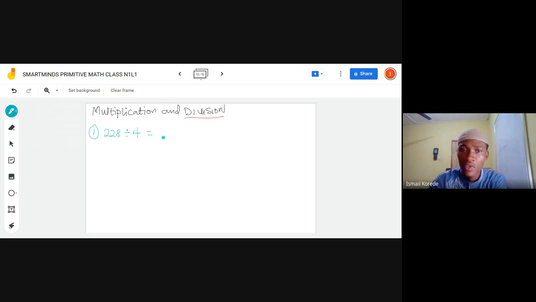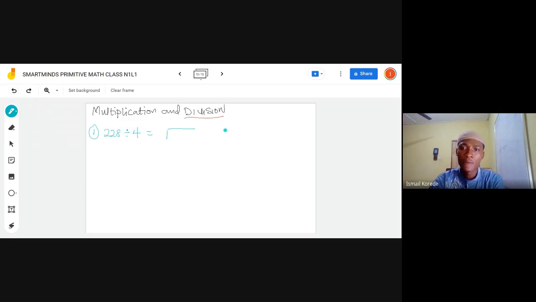The long division is very simple. In mathematics, this 228 is our number, the one we want to divide. This 4 is our divisor, what we are using to divide the number, and whatever we get after using 4 to divide 228 is called the quotient. So the answer we get is called the quotient. But that's not really very important at this level.